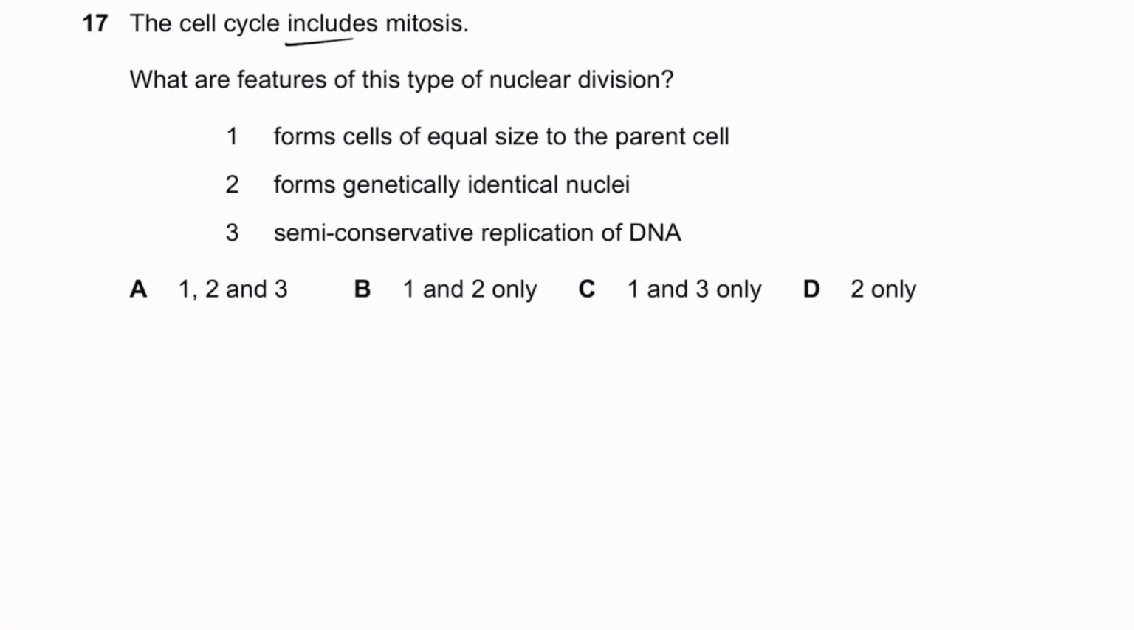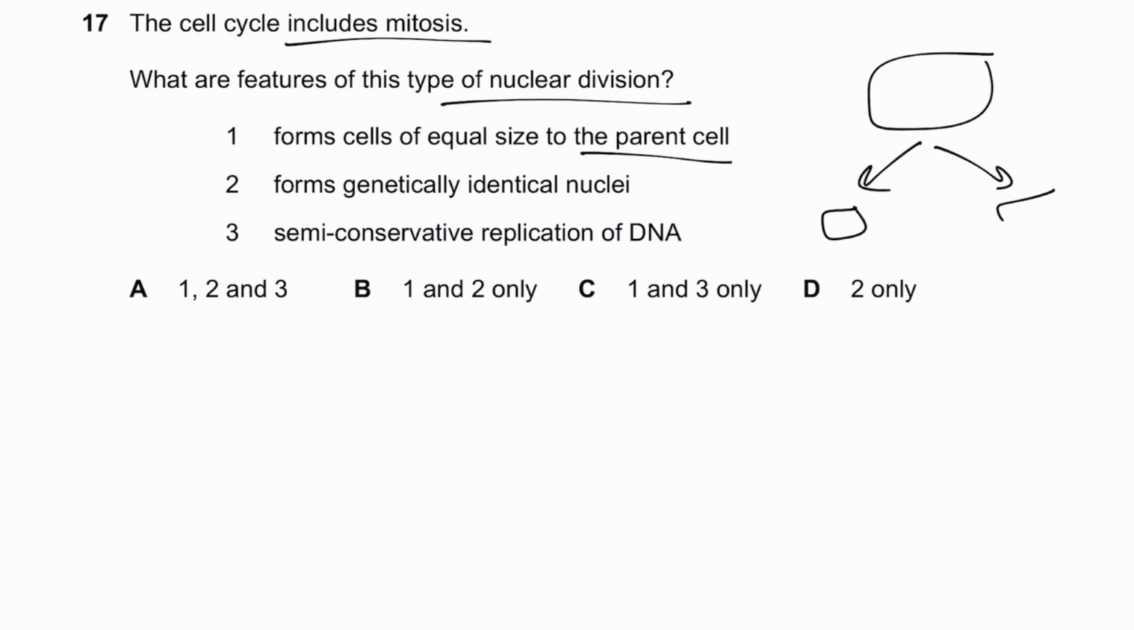The cell cycle includes mitosis. What are the features of this type of nuclear division? Form cells of equal size to the parent cell. Actually, no, they don't form cells of equal size to the parent cell. They form cells that are genetically identical to the parent cell, and right when the cells are formed, they're going to be a whole lot smaller than the parent cell. Then they're going to grow in the first growth period after mitosis. So no. Forms genetically identical nuclei, yes.